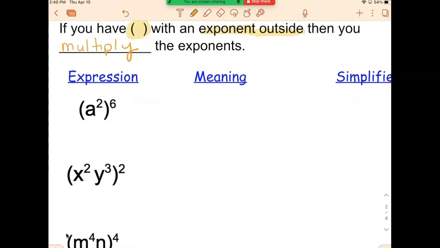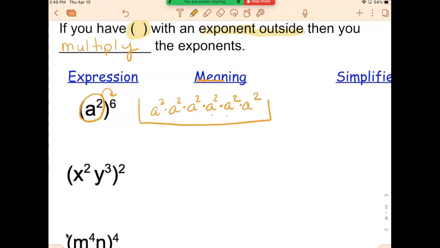So our expression is a to the second power, raised to the sixth power. So what does that mean? Okay, so that means everything that's inside the parentheses, we have it six times. So we're going to write a squared times a squared times a squared times a squared times a squared, 1, 2, 3, 4, 5, see, not even enough, times a squared. This is what this means.